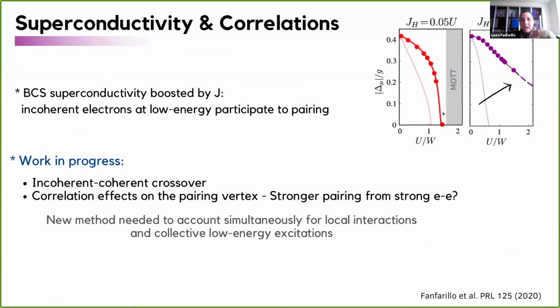This is just a preliminary study. Of course, we have to understand better, for example, what happens if we plug in not a BCS-like constant coupling, but a true vertex mediated by spin fluctuations, that would have a true dynamics that could interact constructively or destructively with the Hund's dynamics. This is just to give you the idea of the type of reasoning that we are using to address the problem.